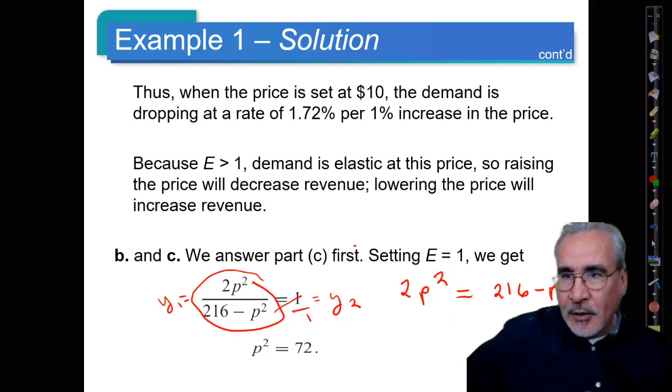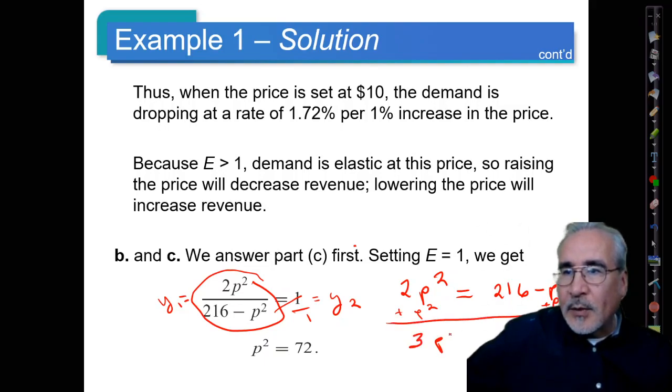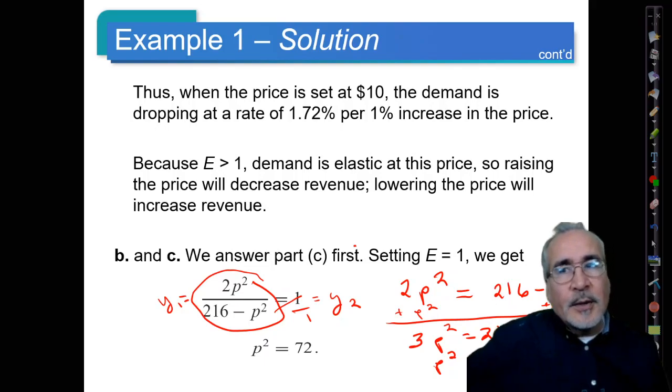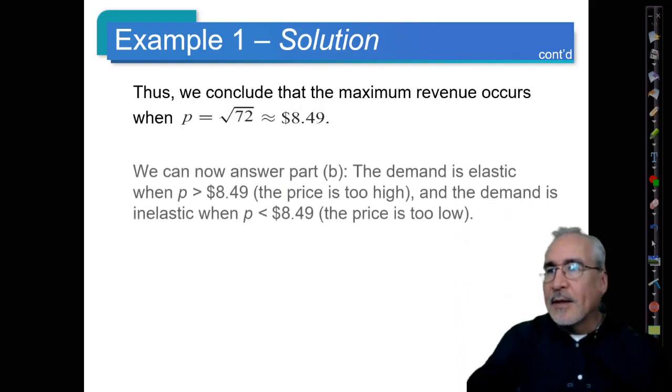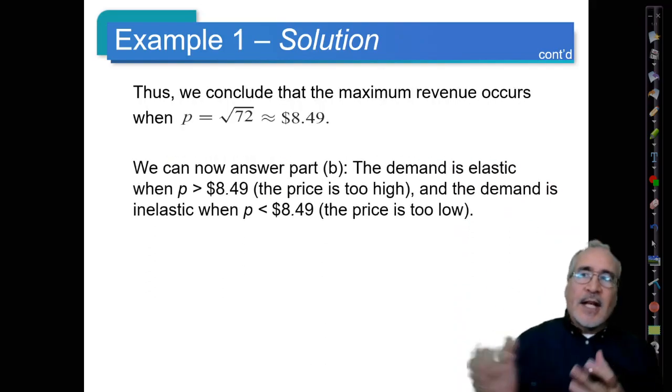And then what you can do is you can add p squared to both sides. So algebraic way, this gives you 3p squared equals 216. Divide both sides by 3. p squared is going to be 216 divided by 3, which must be 72. I'll let you verify that with the calculator. Then you can take the square root of both sides, and the square root of 72 ends up being about 8.49. Okay, that's what we got graphically.